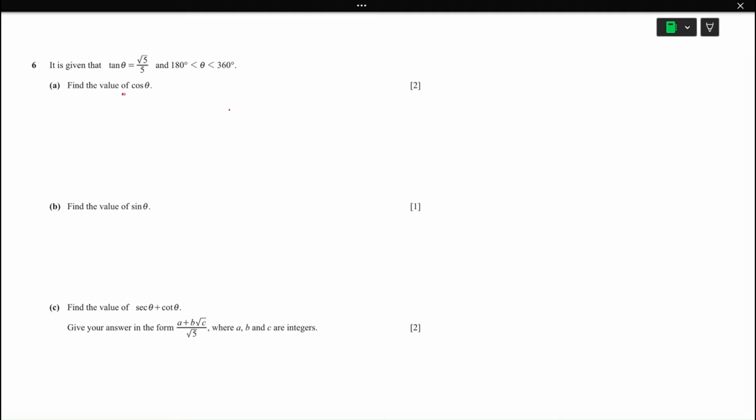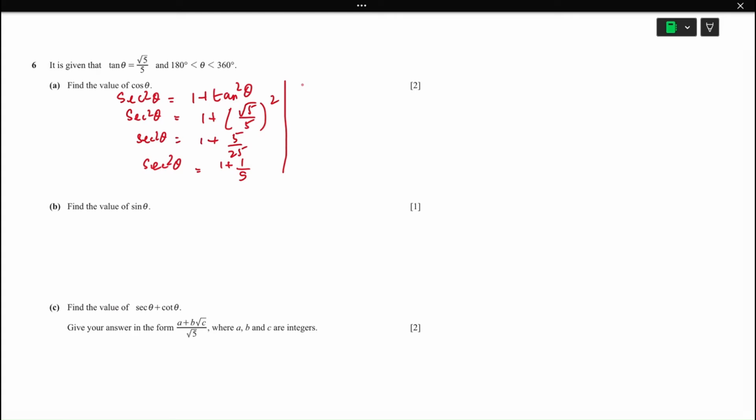So secant square theta equals 1 plus tan square theta, because there is a tan, so I'm choosing this. Secant square theta equals 1 plus tan, which is given already, root 5 over 5 whole square. Secant square theta equals 1 plus, when I take the square, it becomes 5 by 25. So secant square theta equals 1 plus 1 over 5. I simplified. Next, secant square theta equals, I'll take LCM on the right side, 5 plus 1, 6 over 5.